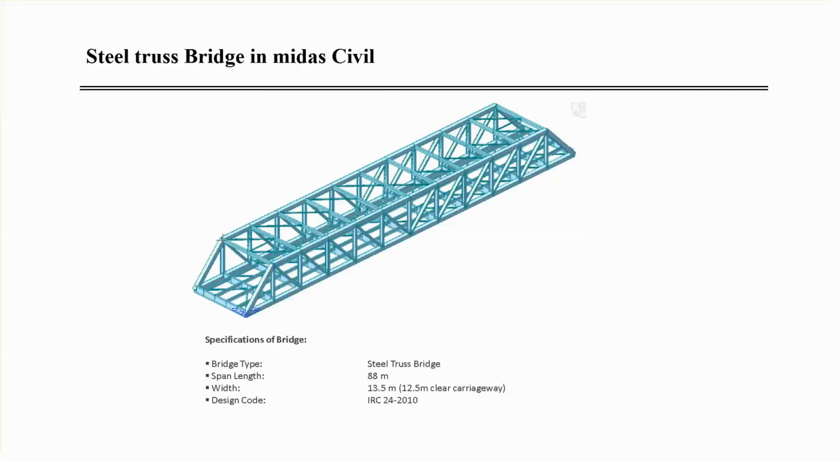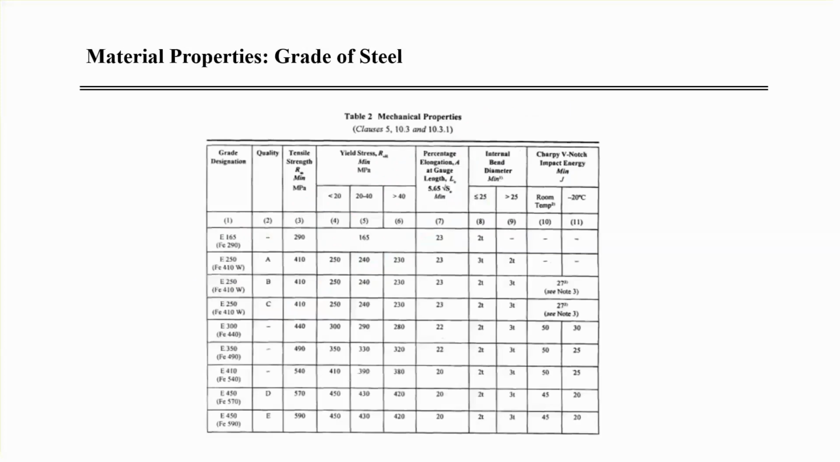Now coming to the project. The model that we are going to create today has a span length of 88 meters, the height is 9 meters, and the total width of the bridge is 13.5 meters, and excluding the crash barrier it is 12.5 meters. These are the details about the material properties: which grade of steel is used in this project. In this project we have used Fe410WB, which is the structural grade of steel.